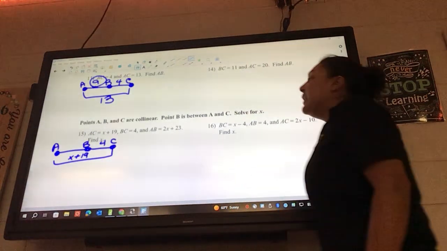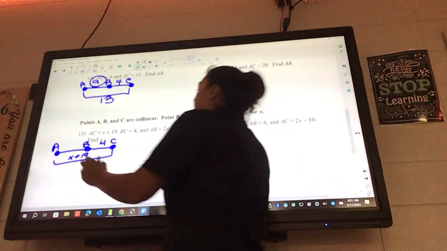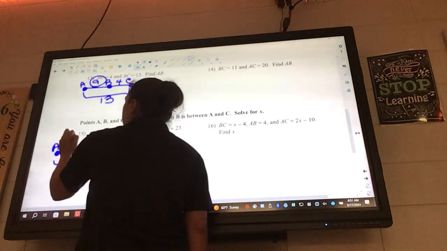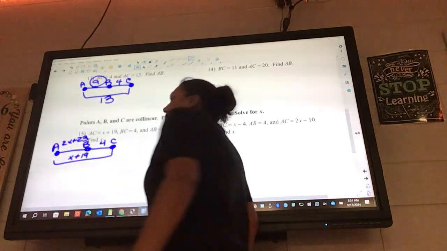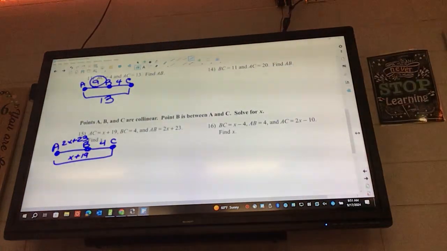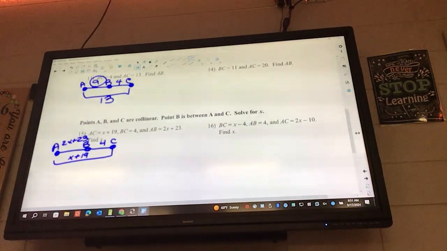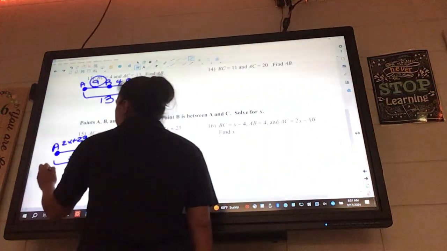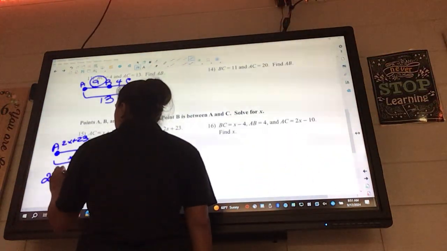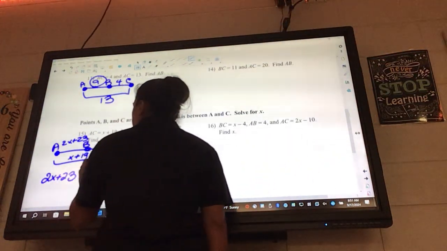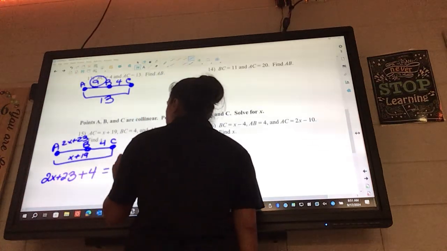Okay, and then AB is going to be 2x plus 23. So that's going to go here. Okay, and now you're going to do it just like we did the other ones. You're going to take the two little ones and add them together and set it equal to the big one. So it's going to look like 2x plus 23 plus 4 equals x plus 19.